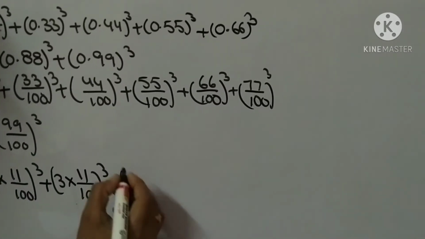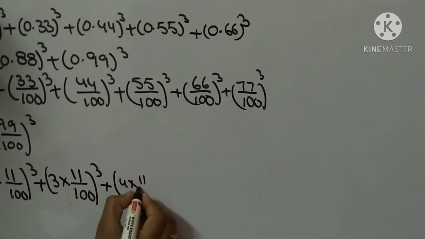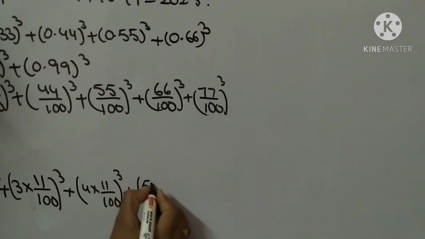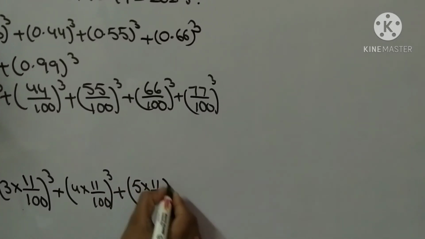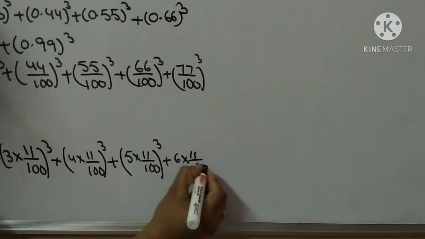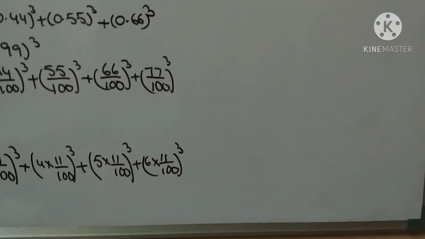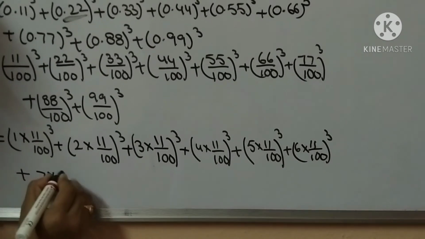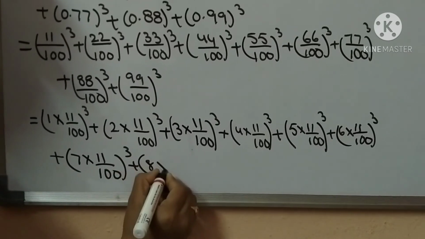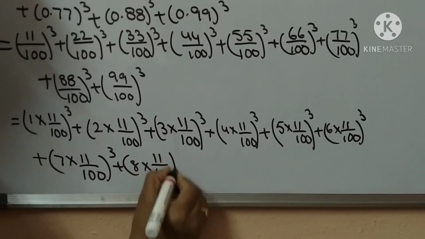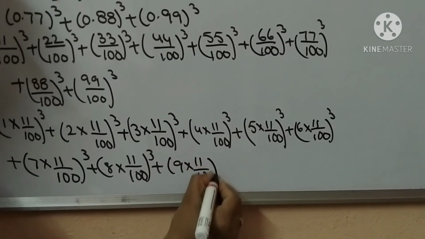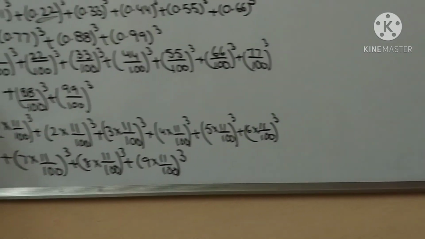So all the numbers are changed to: 4 into (11 by 100) whole cube, plus 5 into (11 by 100) whole cube, plus 6 into (11 by 100) whole cube, plus 7 into (11 by 100) whole cube, plus 8 into (11 by 100) whole cube, plus 9 into (11 by 100) whole cube. Okay children, did you understand?